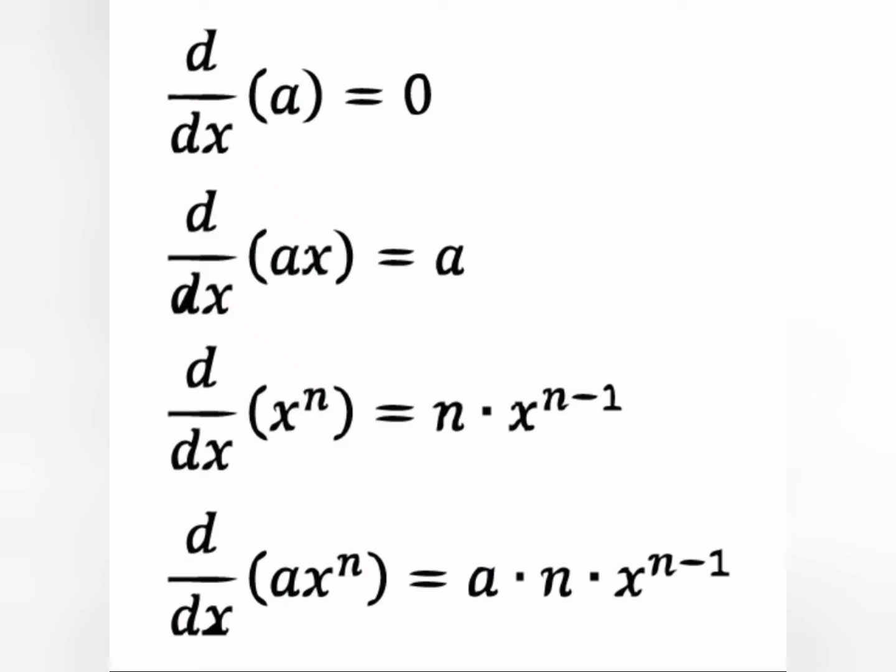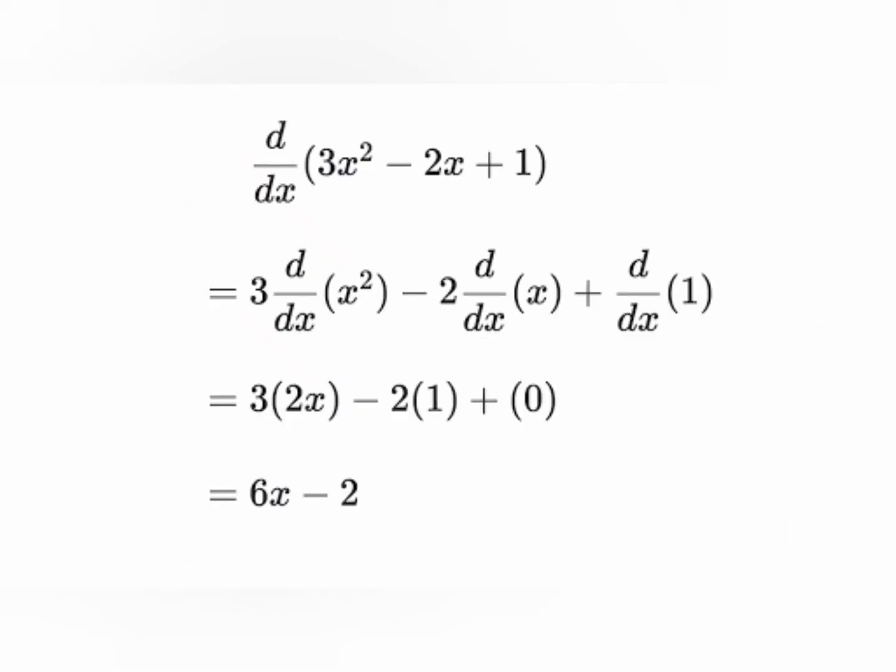Let us look at another example. In this example, you are going to differentiate each term. So when you differentiate 3x squared, you get 6x. Then when you differentiate 2x, you get 2. But when you differentiate 1, you get 0. Note that the power multiplies the coefficient, and the power is later reduced by 1.